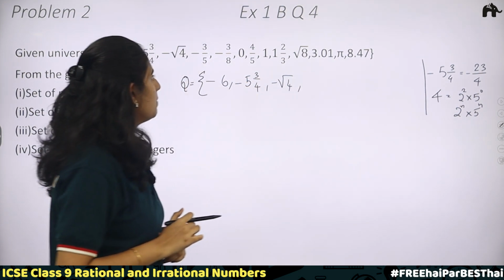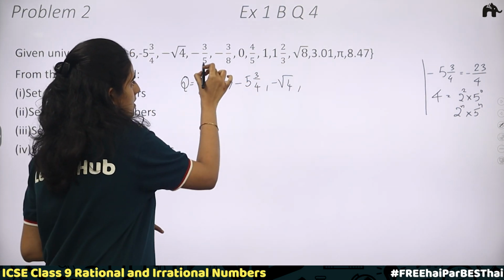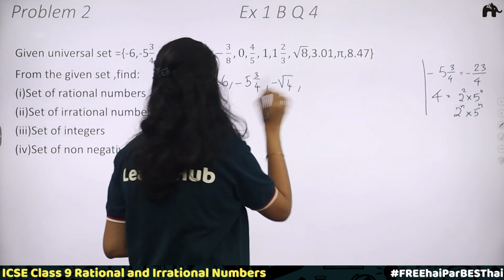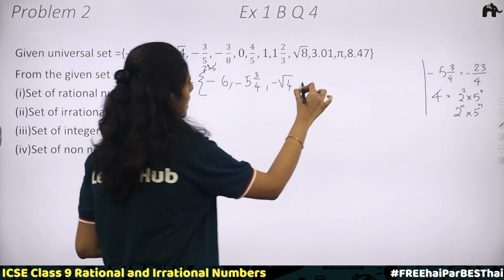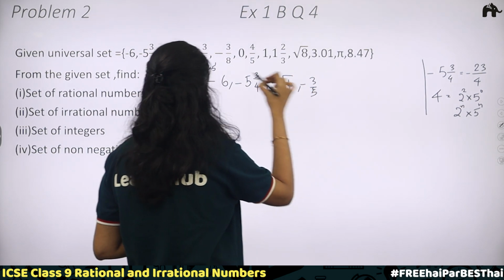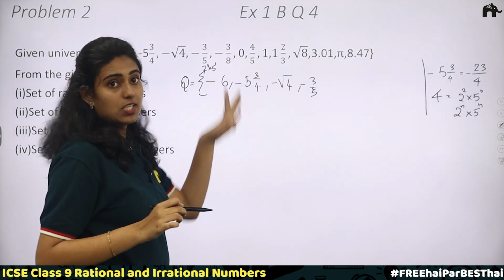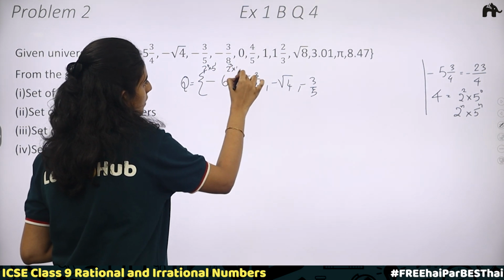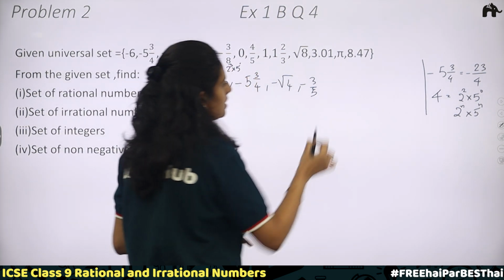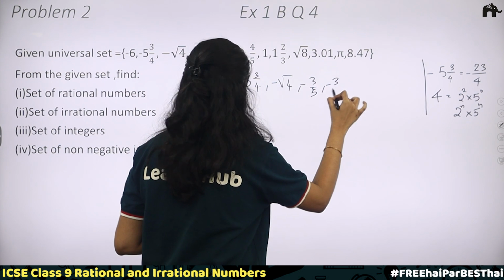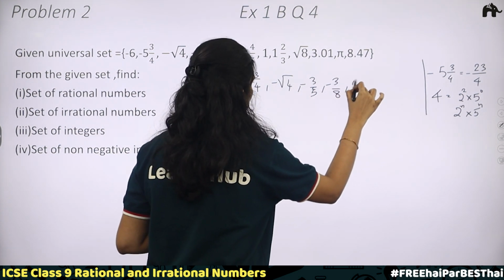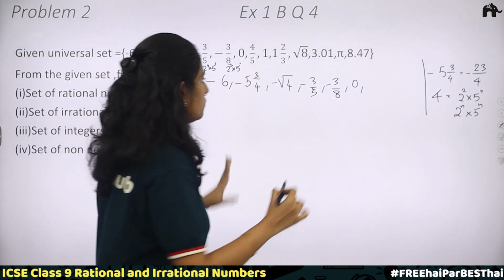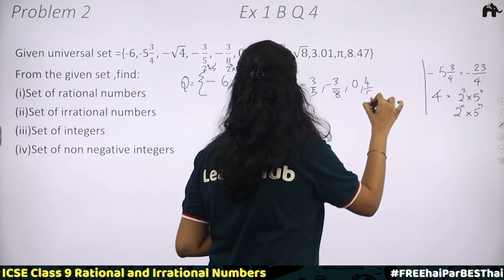Next, minus 3 by 5. 3 by 5, this is of the form 2 raised to 0, 5 raised to 1. Therefore terminating number and hence a rational number. Minus 3 by 5. Next, minus 3 by 8. 8 is 2 cube into 5 raised to 0. Therefore, terminating and hence a rational number. 0 is a rational number. 4 by 5, again of the form 2 raised to 0, 5 raised to 1. This is a rational number.